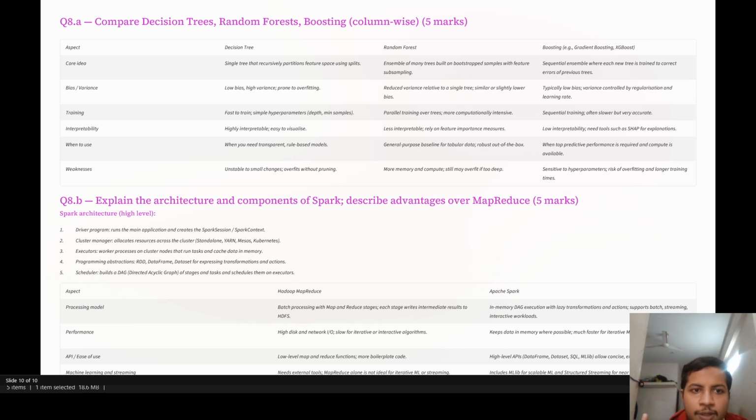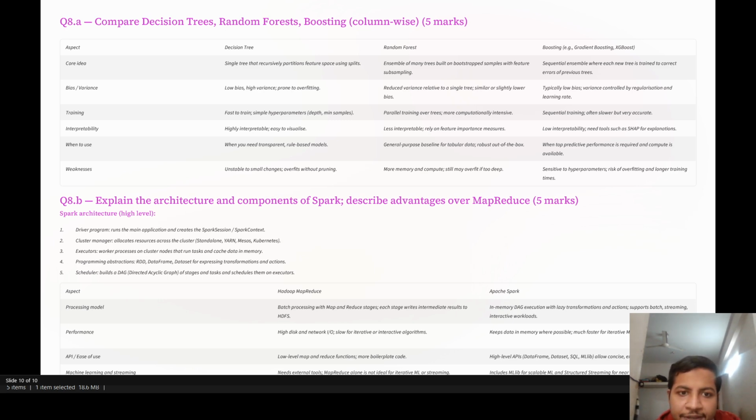Now bias and variance. In decision tree there is low bias but high variance. It is prone to overfitting. In random forest, reduced variance relative to a single tree, with similar or slightly higher bias. In boosting, it is typically low bias, with variance controlled by regularization and learning rate. And training: decision tree is fast to train, with simple hyperparameters like depth and minimum samples. In random forest, it is parallel training over trees, more computationally intensive. In boosting, it is sequential training, often slower but very accurate.